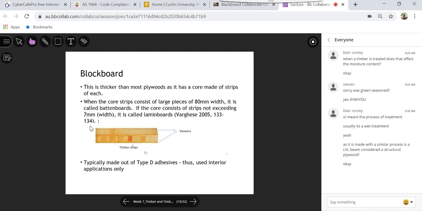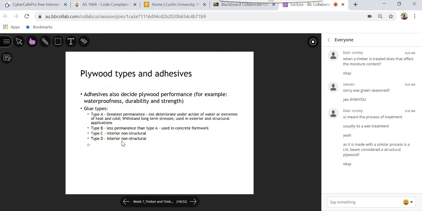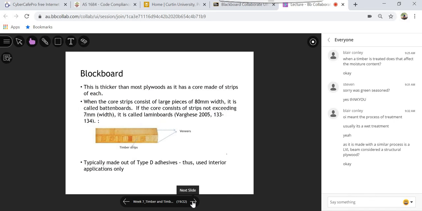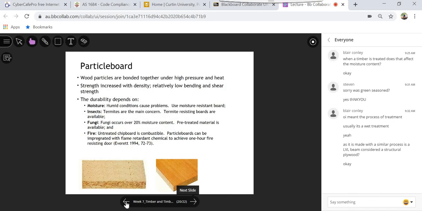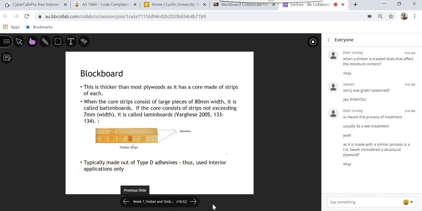They need adhesives also. Typically when we make blockboards, we use type D. If you go back here, now we know that if it is type D, we can't use them for exterior applications. Okay, only for interior applications. Then that's all about blockboards.